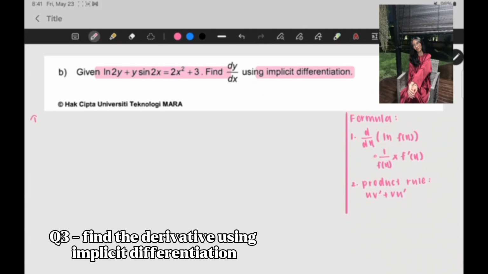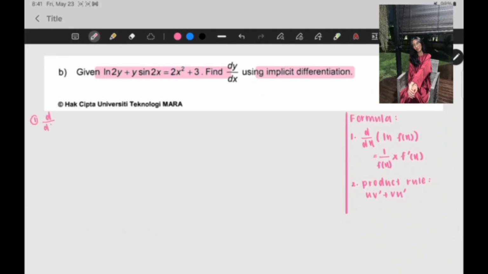To solve this question, we need to differentiate one by one, starting with differentiating ln y. By using the formula of 1 over f(x) times f prime(x), we can just substitute the value into 1 over y times dy over dx.